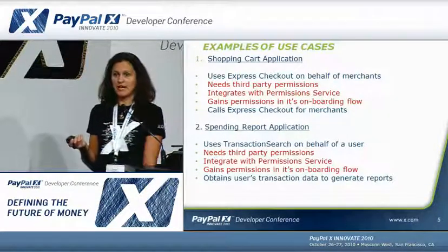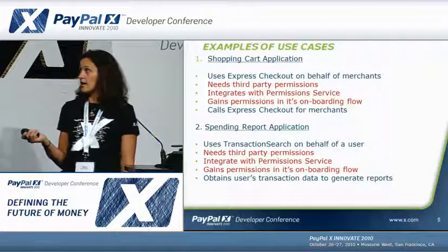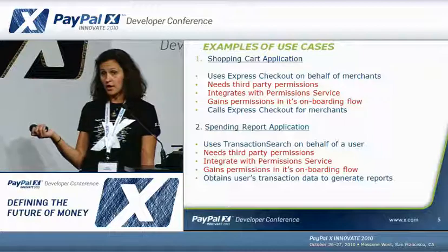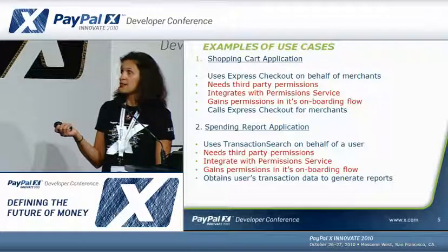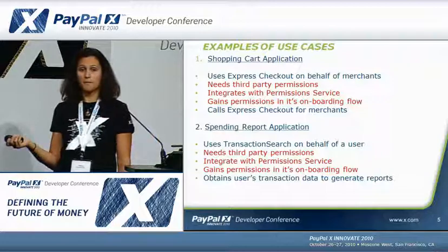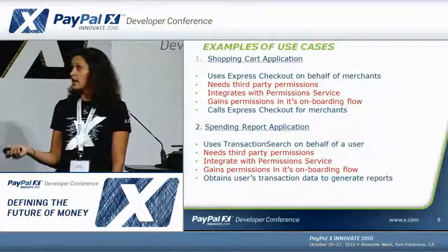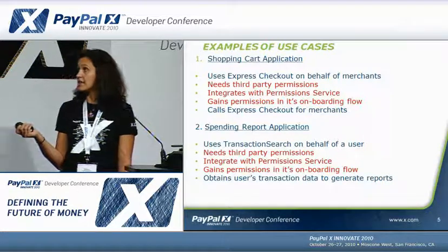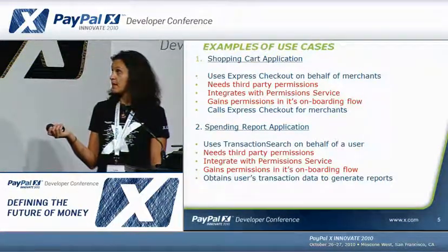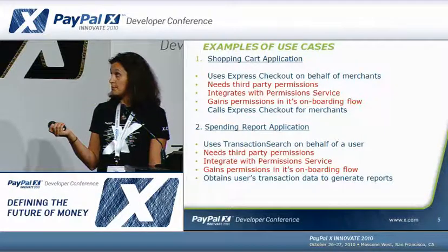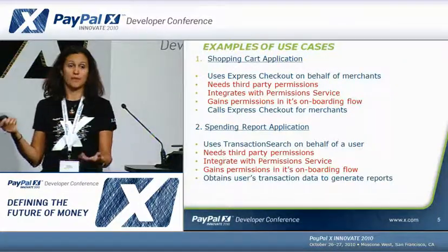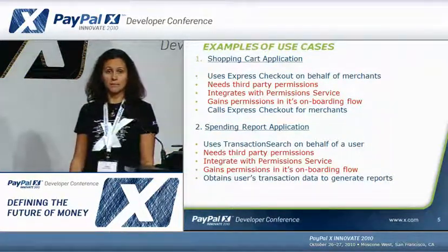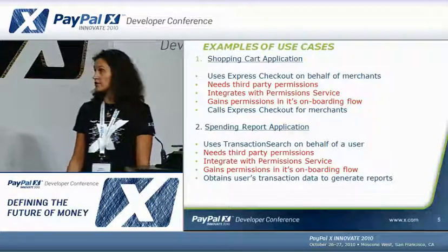Some of the examples of use cases, I've already mentioned the shopping cart. But to be a little bit more exact, typically a shopping cart application will use Express Checkout, which is a product provided by PayPal, on merchants' behalf. So for that to happen, the shopping cart app will need third-party permissions. The app will integrate with permission service and gain permissions without leaving the onboarding flow. And after that, the Express Checkout calls can be made on behalf of the users.